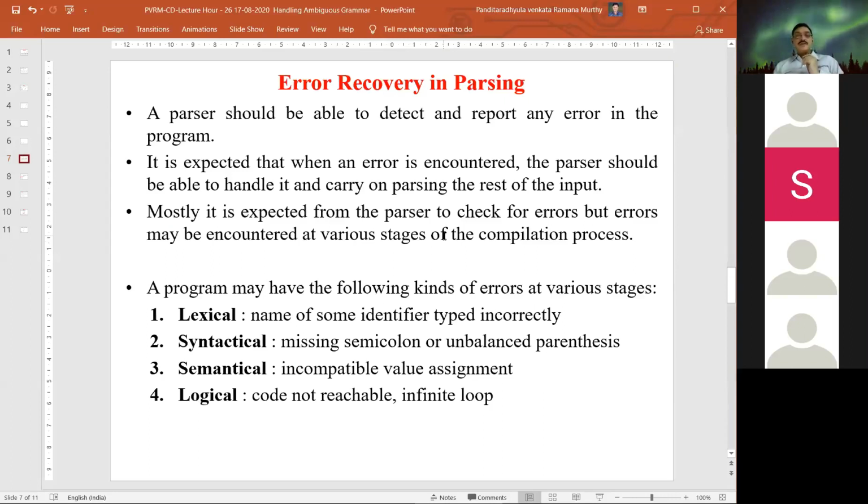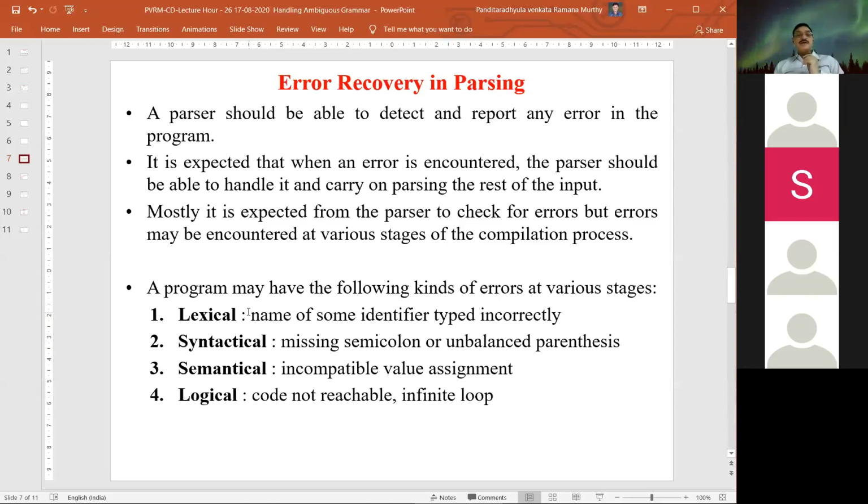Okay, first of all, we'll see that a program may have various kinds of errors at various stages. We'll see what the various stages are. One is we can get errors at the lexical analysis phase, or it can be handled at the syntactic analysis phase, or semantic analysis phase, or logical analysis phase. Be careful. These are the various stages in compiler design.